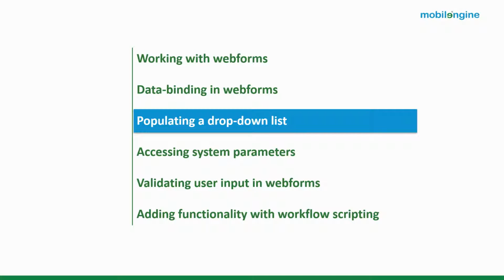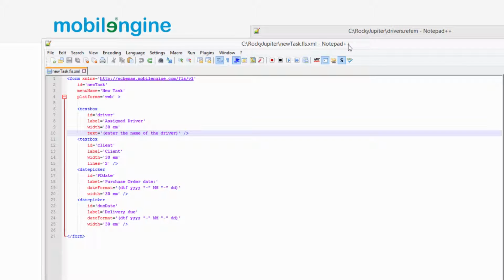In this section, you'll be learning how to populate a drop-down list from a reference table. You want to let your users select the drivers in the form from a list instead of having to type their names in. You've seen how a drop-down list works. It's time to get your feet wet actually making one.